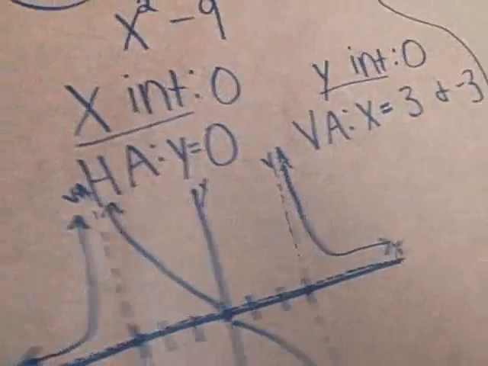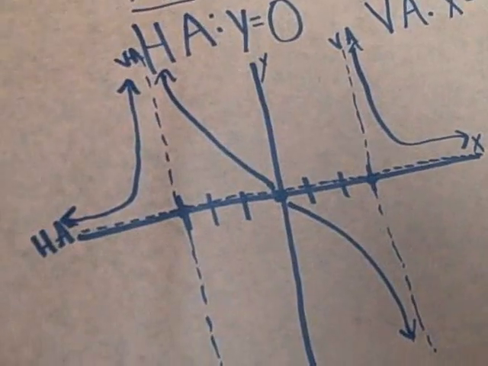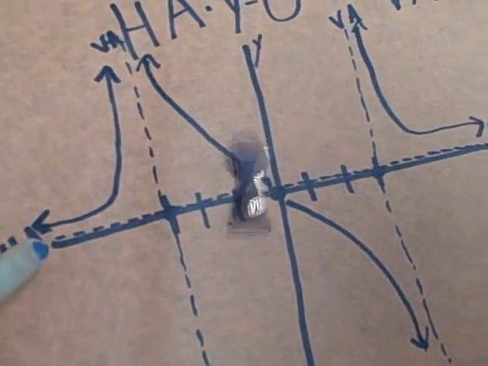Okay, and now the graph for this: your horizontal asymptote is at 0, so you draw it along the axis.